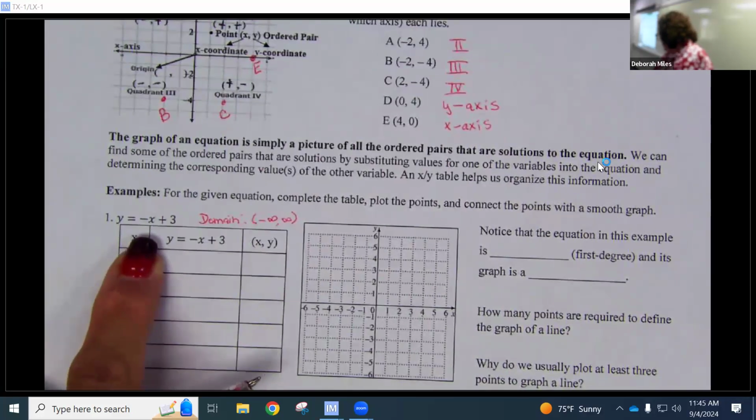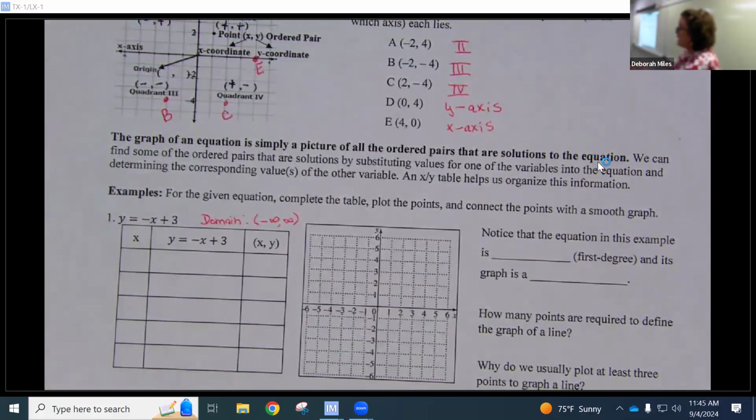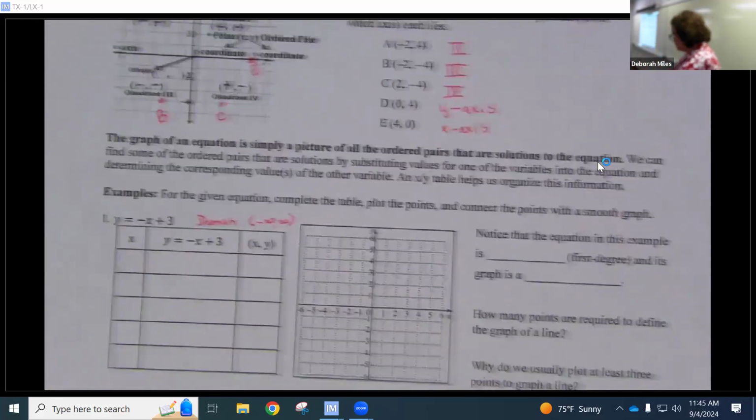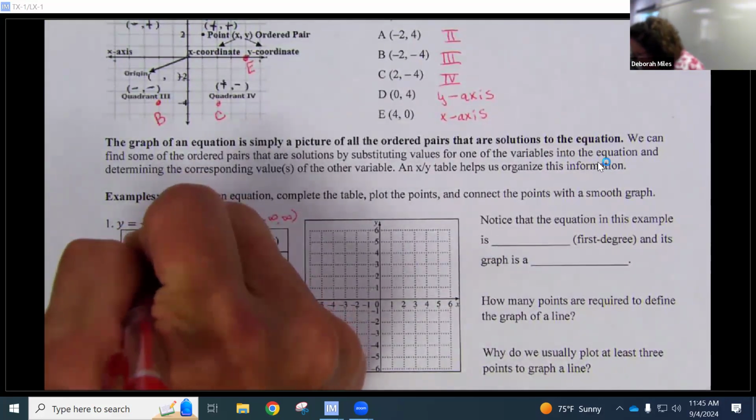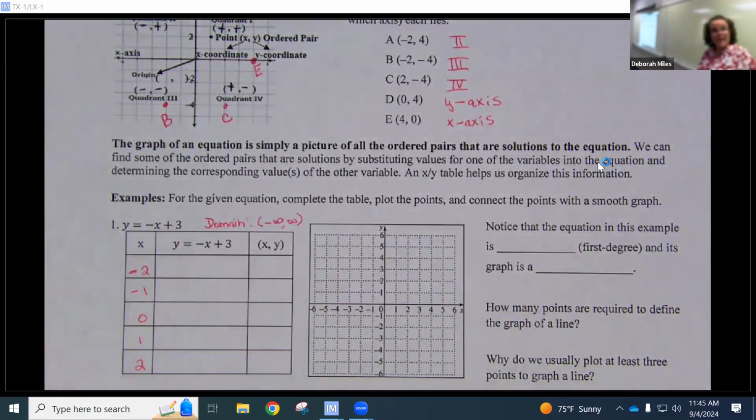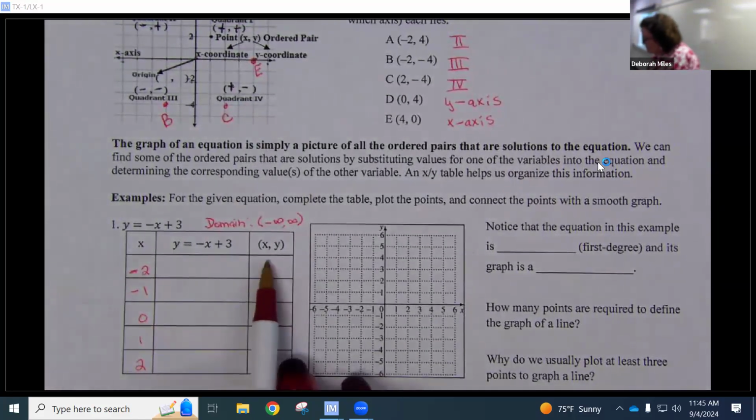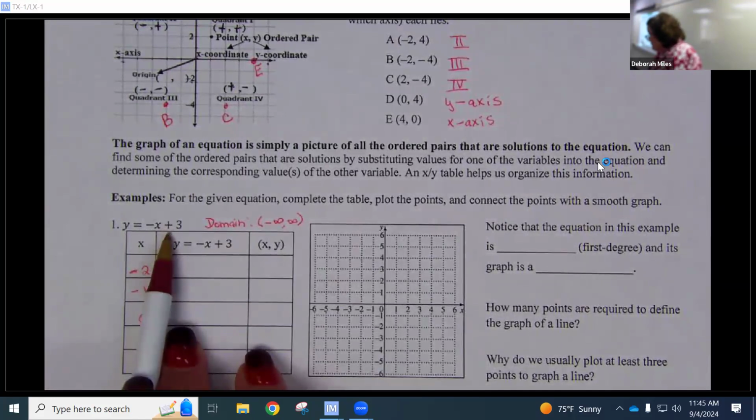If I have no idea what shape this is, I better choose bunches of x's. Some positive, some negative, 0. I'm trying to get a picture of this graph. So I'm going to say let x be -2, -1, 0, 1, and 2. You could choose 5 different values for x. Everybody in here could choose 5 different x's, but we would all get the same graph, because if we calculate our y's correctly, each of these ordered pairs are solutions to that equation and lie on that graph.